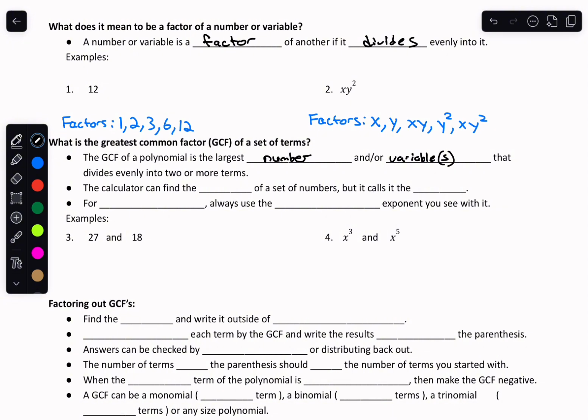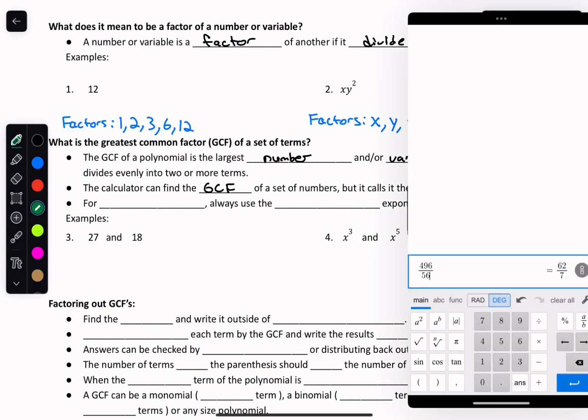It's the biggest number and/or variables that divide evenly into the terms. So the GCF has to divide all of the terms, not just one term. The calculator can find a GCF of a set of numbers for us, but on the calculator, it's actually called GCD. So if you want to use, for example, Desmos, what you would do to find the GCF of numbers is go to the functions, so where it says function, and then you would click on GCD.